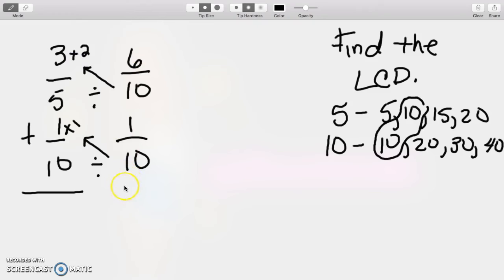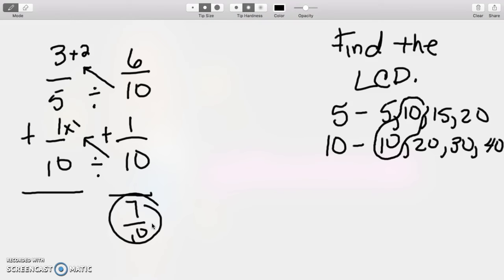Okay, so now we have our equivalent fractions. 3/5 is equivalent to 6/10. 1/10 is, of course, equivalent to 1/10. So now I am able to add these together and I'm going to get 7/10. See that? So when you find the LCD, it's easier to reduce, and sometimes you don't have to reduce if you go ahead and find that least common denominator.